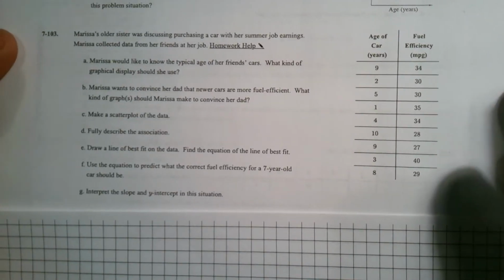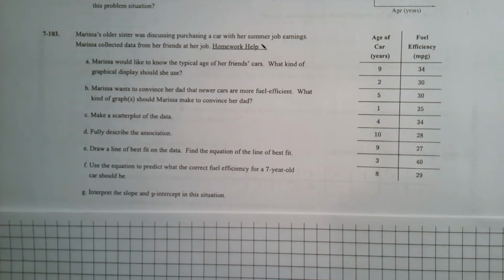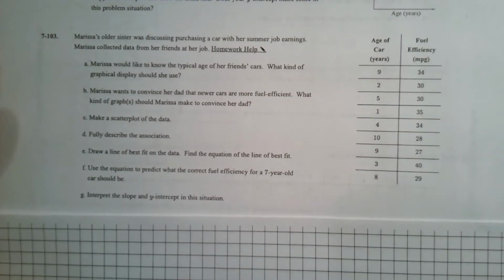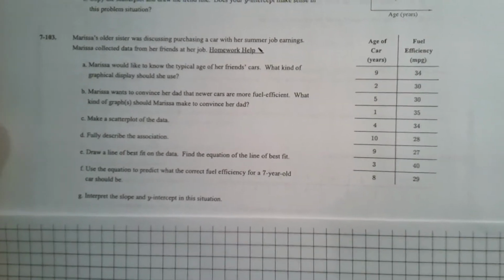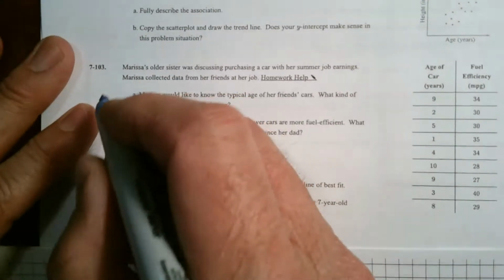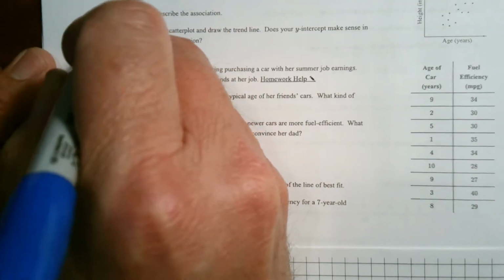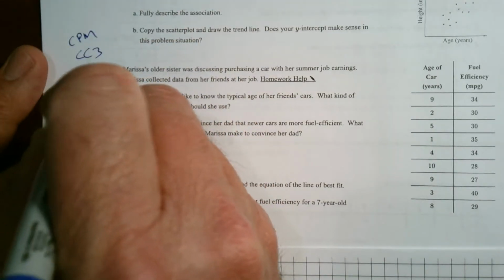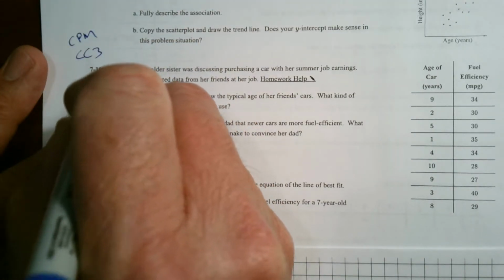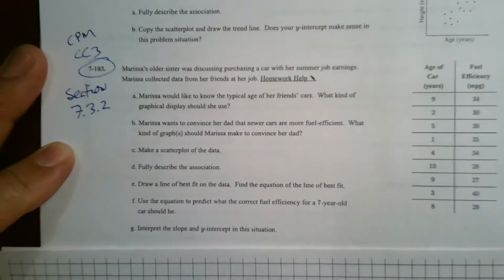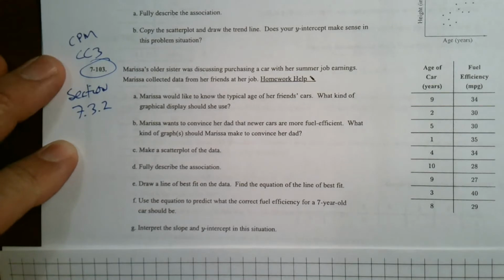We are looking at a scatter plot problem, dealing with a set of data, and from that making some predictions and looking to find the line of best fit, and all that good stuff. So let's start off. This is just so we know where this is coming from. This is course 3 of CPM, section 7.3.2. Specifically number 103, 7-103.